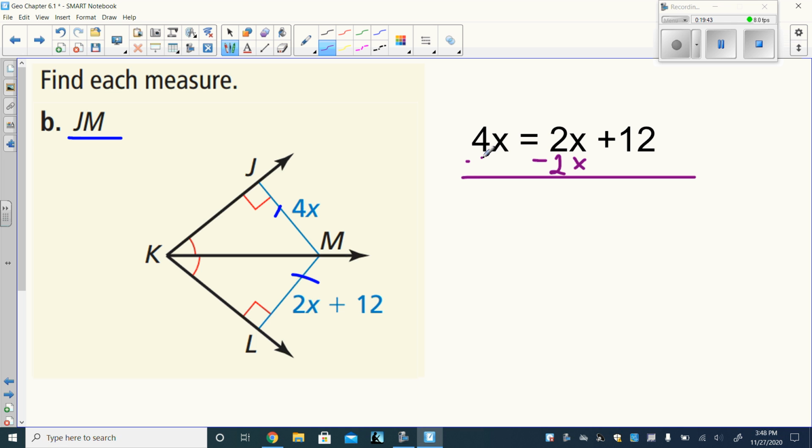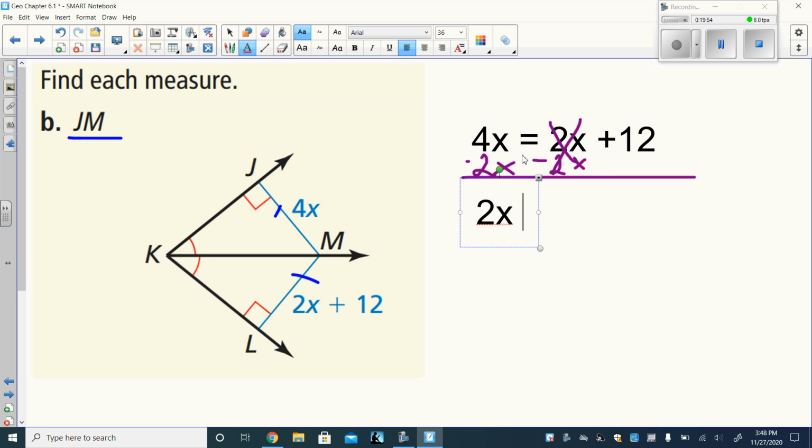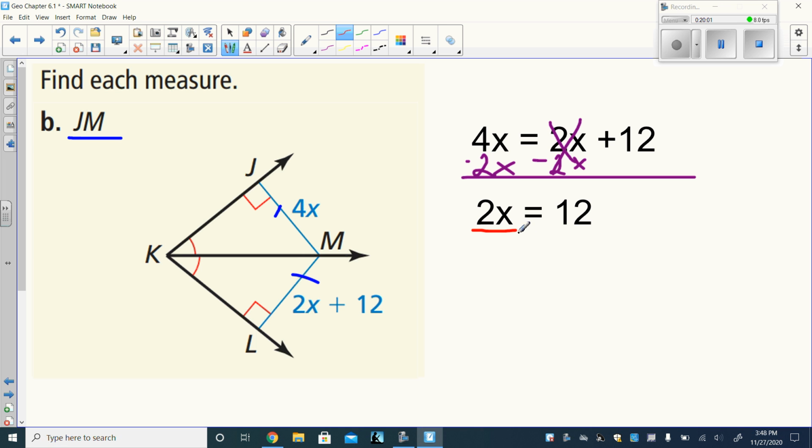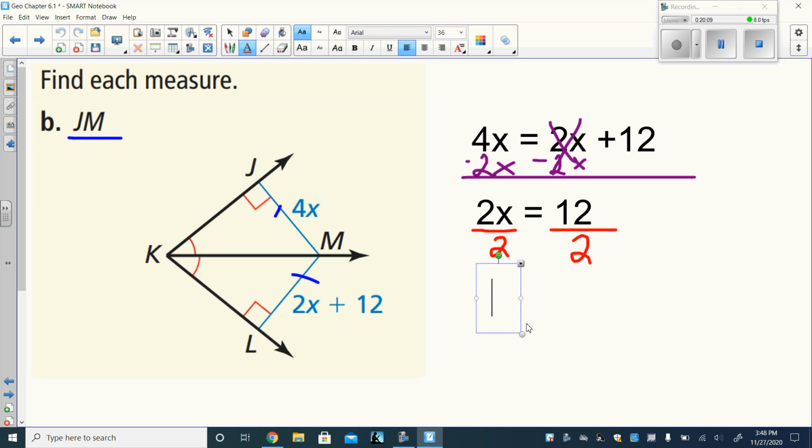So I would subtract 2x from both sides. Well, 2x minus 2x, these will cancel. And what I'm left with is 4x minus 2x, which is 2x, is equal to 12. Now, because x is not completely by itself, we need to divide both sides by 2. 2x divided by 2 is x, and 12 divided by 2 is 6.